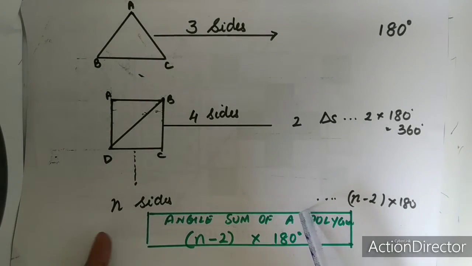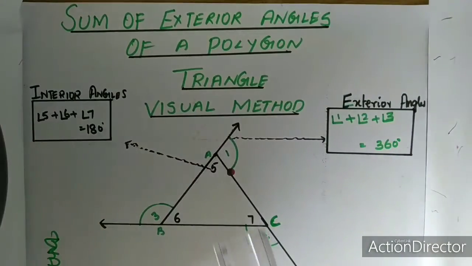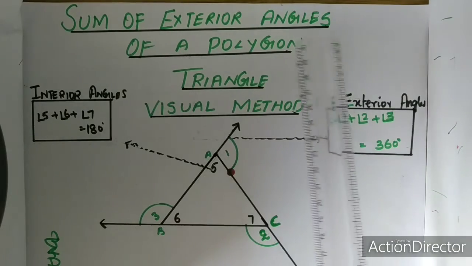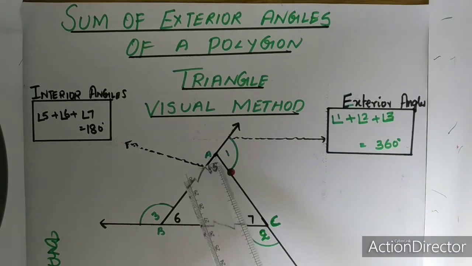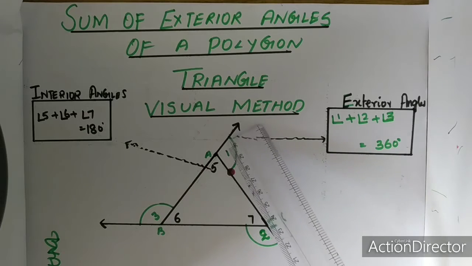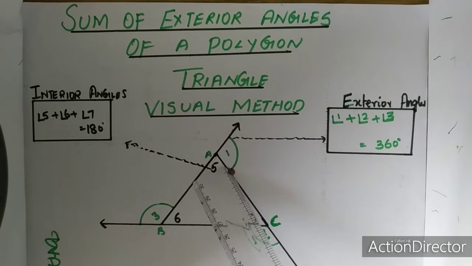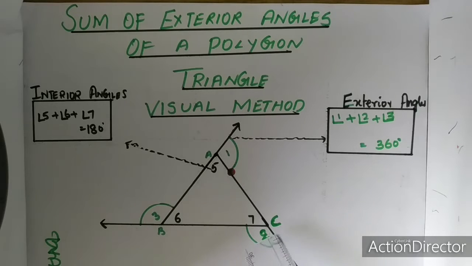So in this class, we will visualize how we have to find the angle sum of the exterior angles of a polygon. Now I'm having a triangle ABC. When the side AB of the triangle is produced, we are getting an angle called exterior angle 1. When the side AC is produced, we are getting an angle 2, that is the exterior angle over here. Similarly, when the side BC is produced, we are having an exterior angle 3.